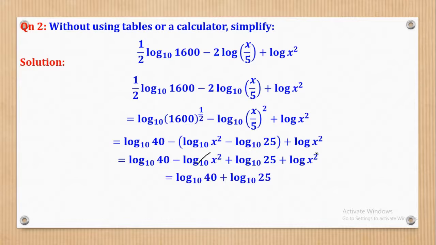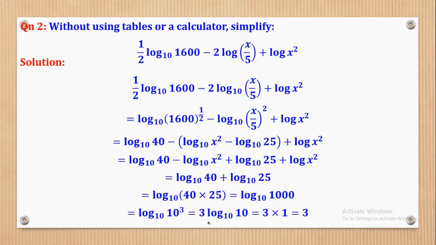Therefore this and this can cancel to remain with only this and this, which is that. So same base, it means that it should be this times this, which is that. And know that this gives you 1000. And 1000 is 10 to power 3, so this 1000 will become 10 to power 3.